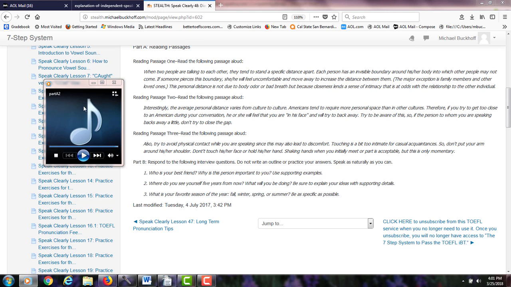Okay, now the other thing is the blending areas. So you want to work on blending the ideas within thought groups. So in this last sentence you'll say, try to be aware of this. So if the person to whom you're speaking backs away a little, don't try to close the gap. So it's backs away a little.